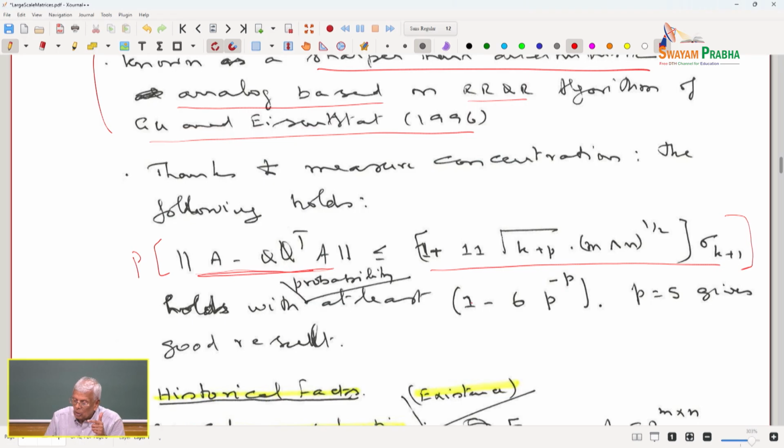So, what does it mean? 1 minus 6 times p to the power of minus p, that is equal to 6 over p to the power of p. If p is 5, 6 over 5 to the power of 5 is very small. Therefore, with a probability at least 1 minus that, which is a very large quantity, very close to 1, this error will be bounded. That means this essentially tells you the probability measure is concentrated. So, this is the concentration inequality, and so here I can decide the value of p.